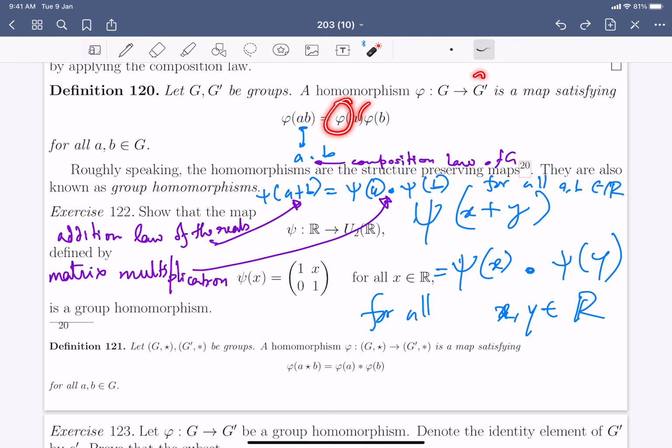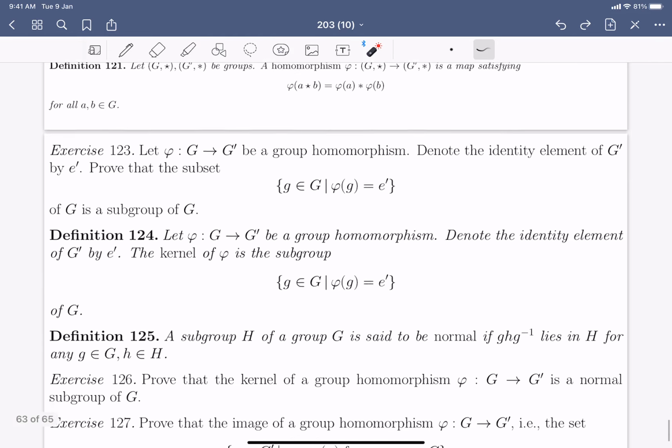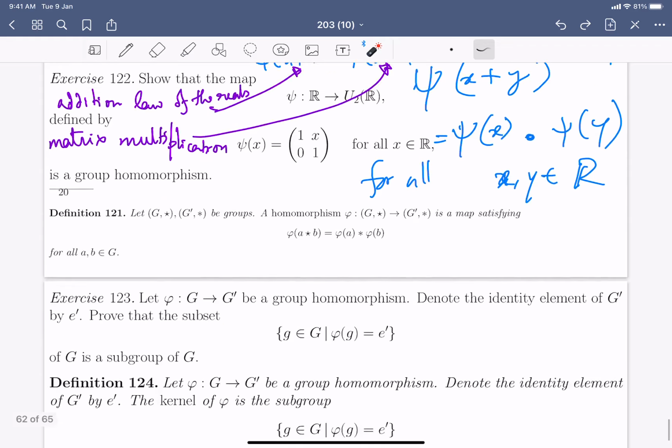So phi A and phi B belong to G prime by definition of this function phi. So when you write phi A times phi B, that means you are composing phi A and phi B as per the composition law of the group G prime. So here you have star and here you have asterisk. And before, while composing A with B, we used the composition law of the group G. Great, fine. Today's lecture revolves around the notion of group homomorphism.